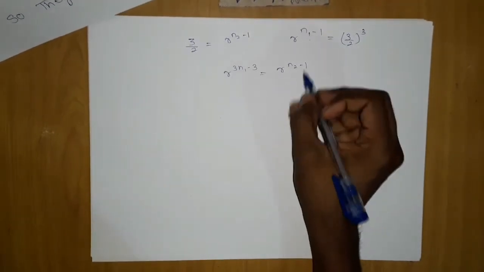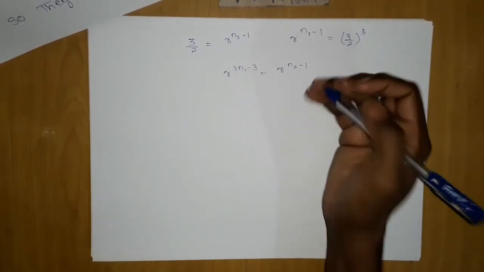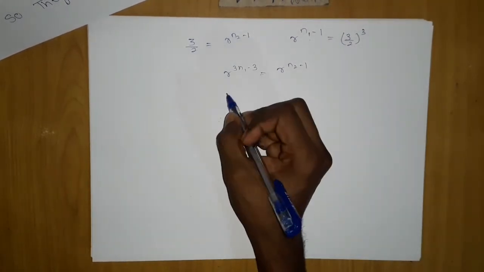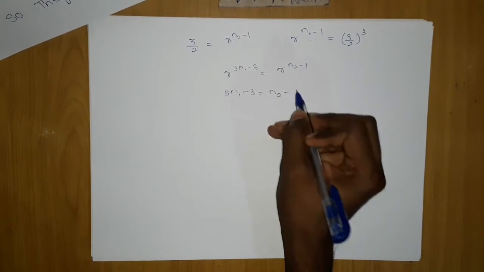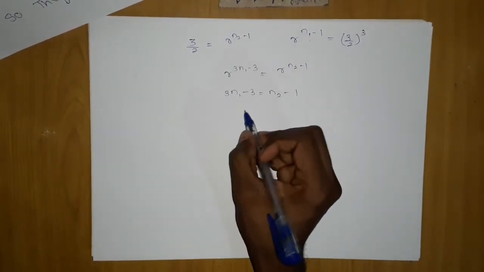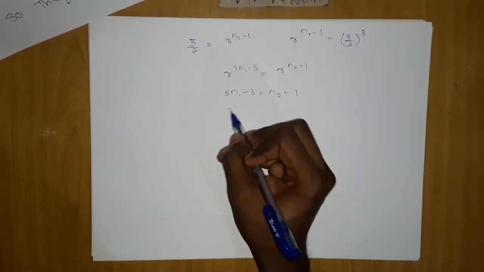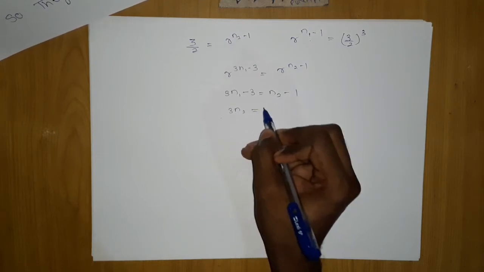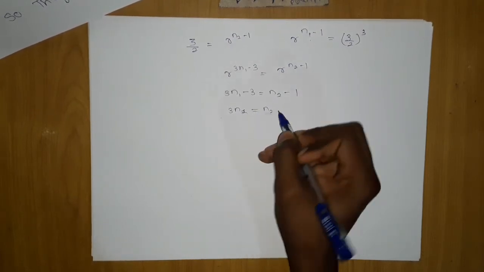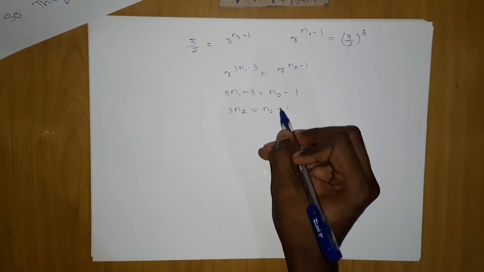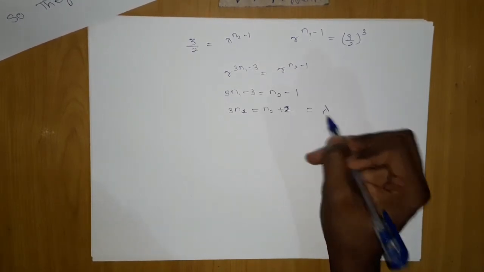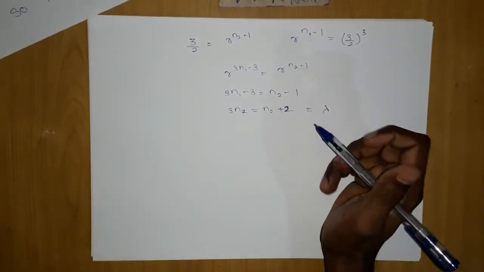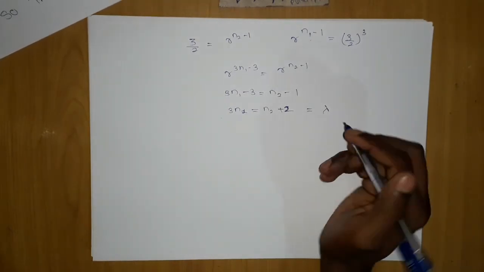Now what we can do is equate the exponents, which is 3n1 minus 3 should be equal to n2 minus 1, which gives me that n2 will be 3n1 minus 2. And if I say it is equal to some constant, because it is in GP, we can say that it is equal to some constant.